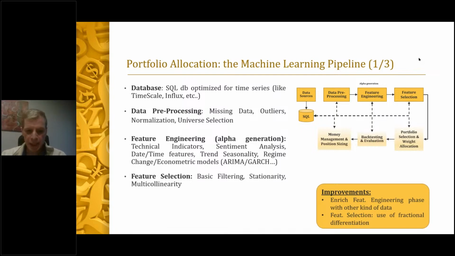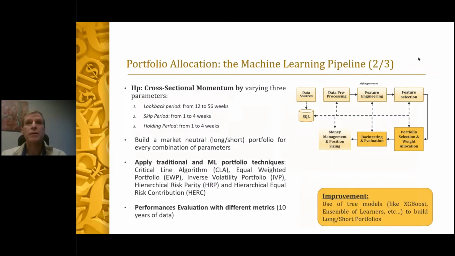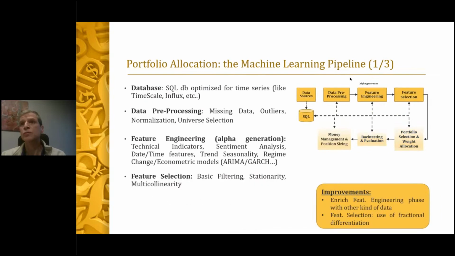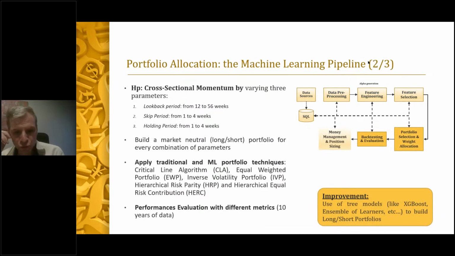This is the first part. Okay, second part. This is the second part of the machine learning pipeline. It's composed of the rebalancing phase, known here as portfolio selection and weight allocation, and the second phase is the backtesting evaluation. Okay, the rebalancing phase is basically composed of two steps: asset selection and weight allocation.